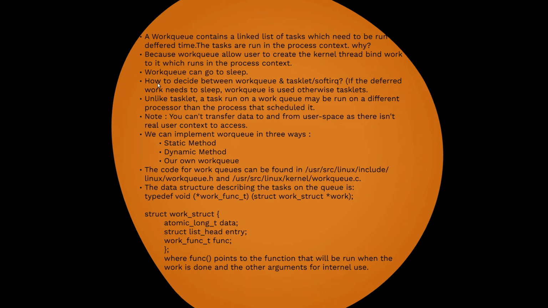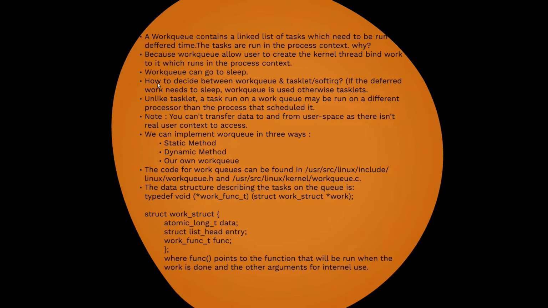A work queue contains a linked list of tasks which need to be done at a deferred time. The tasks are done in the process context. Why? Because a work queue allows the user to create a kernel thread and bind that work to it, which runs in the process context. A work queue can go to sleep.